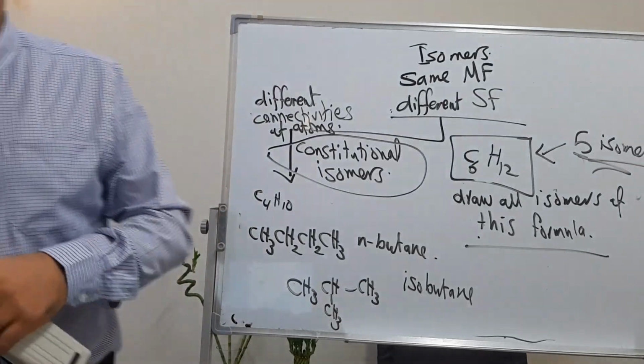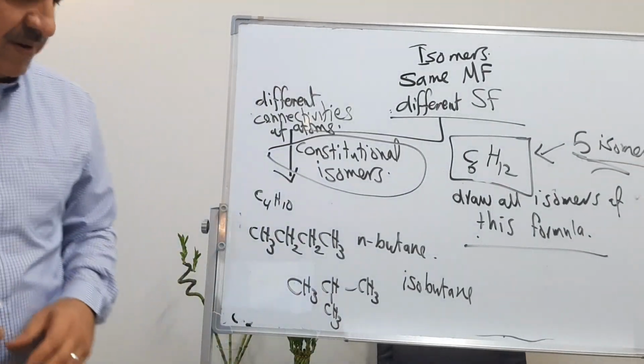How we could find or draw all isomers of the compound.